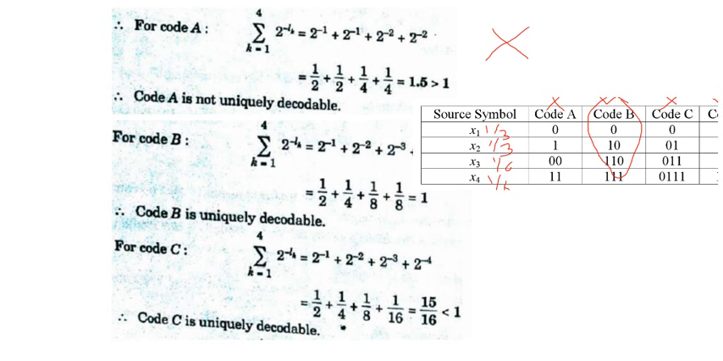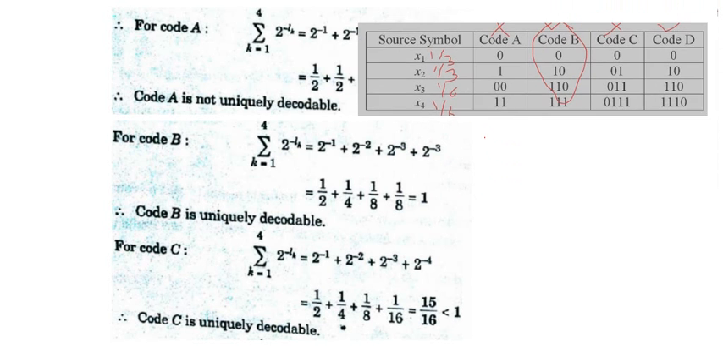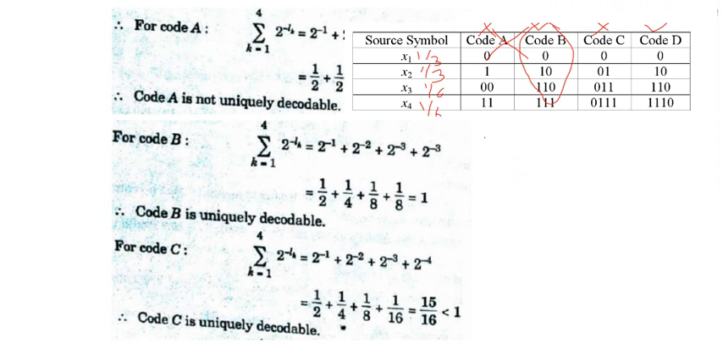And coming to code B, the code word lengths are 1 2 3 3. So 2 power of minus 1, 2 power of minus 2, 2 power of minus 3, 2 power of minus 3. That sum will be equal to 1. So this is less than or equal to 1. So it is satisfying the prefix condition. Code B is an instantaneous code.